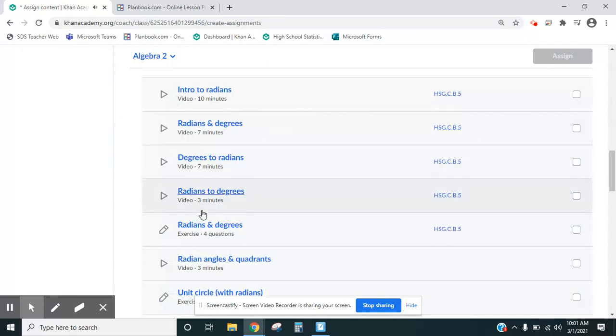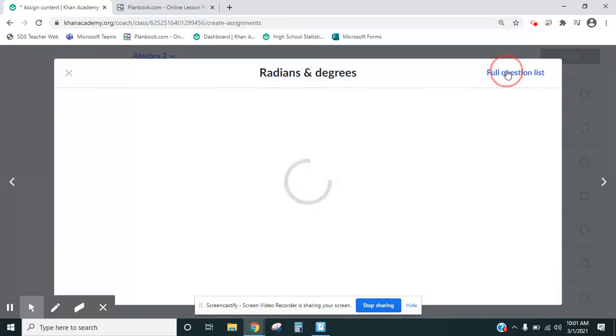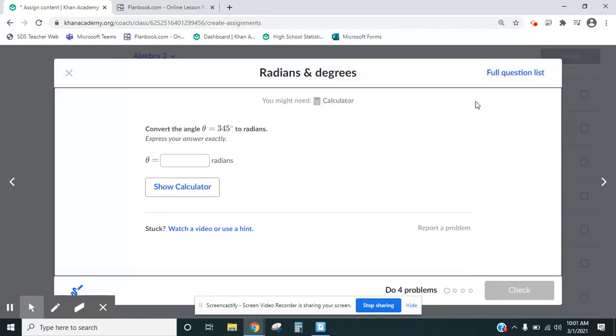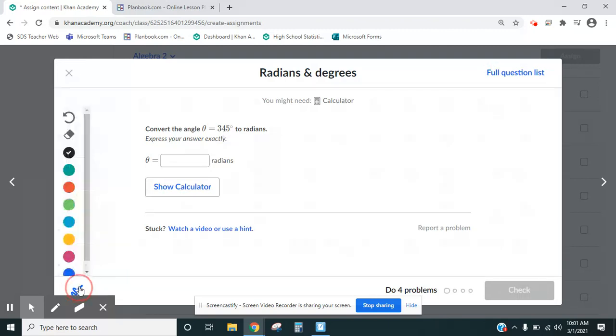All right, 348 degrees. There we go. And there it is. Let's see if we can go the other way. So now we have 345 degrees. Let's see if we can change that into radians.